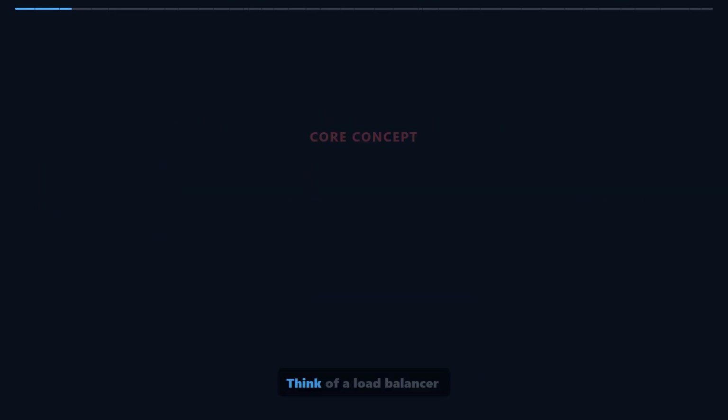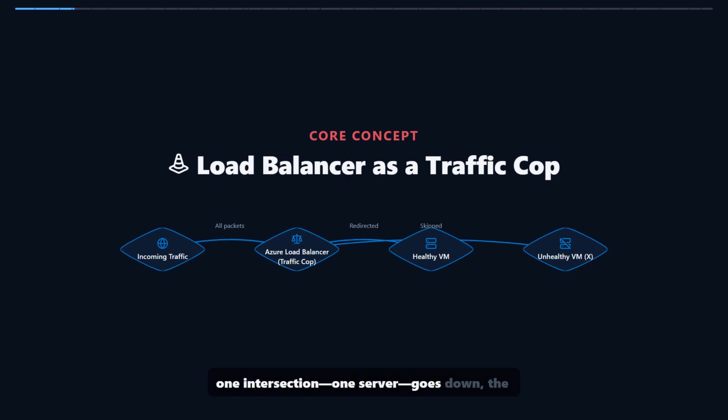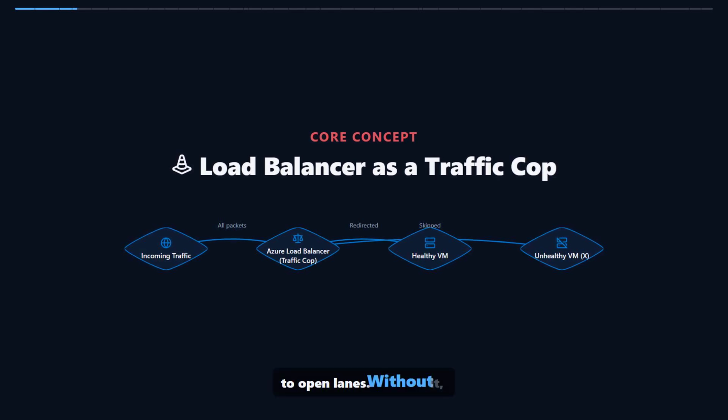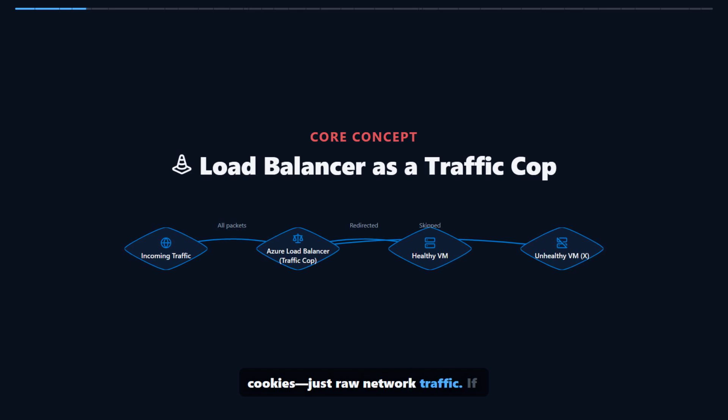Think of a load balancer as a traffic cop. When one intersection, one server, goes down, the cop instantly waves traffic over to open lanes. Without it, every car just piles into the closed lane and nothing moves. Azure Load Balancer is exactly that, but for TCP and UDP packets. It's a Layer 4 distributor, no HTTP headers, no cookies, just raw network traffic. If you need to stick a session or inspect an HTTP request, that's Application Gateway's job, which we handle in Part 8.